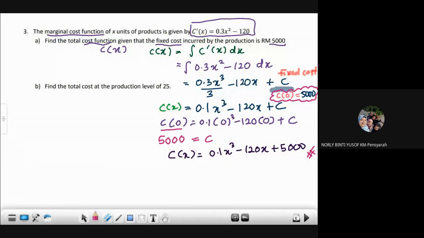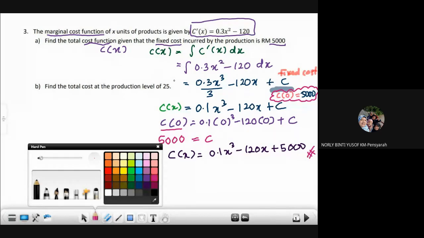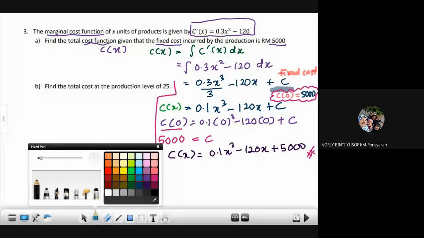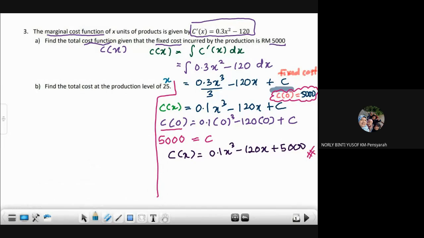Okay, so B, nak cari find the total cost at the production level of 25. That means your X value is 25. So the total cost, cost function dah ada. So just need to substitute in the function of cost. So this one easy, just masukkan.